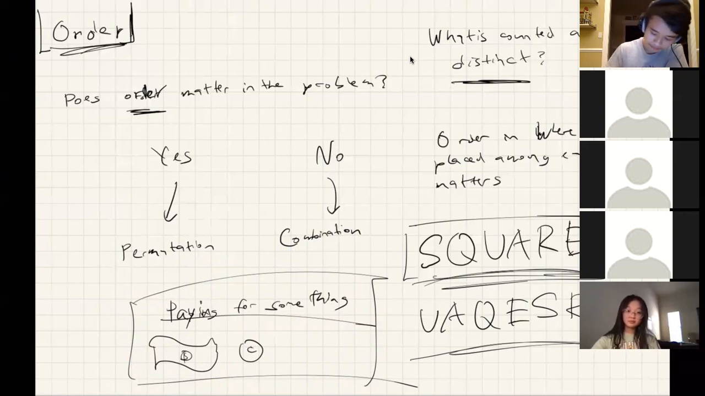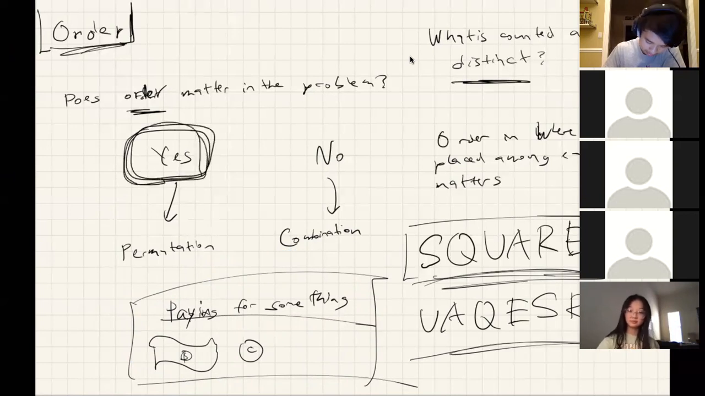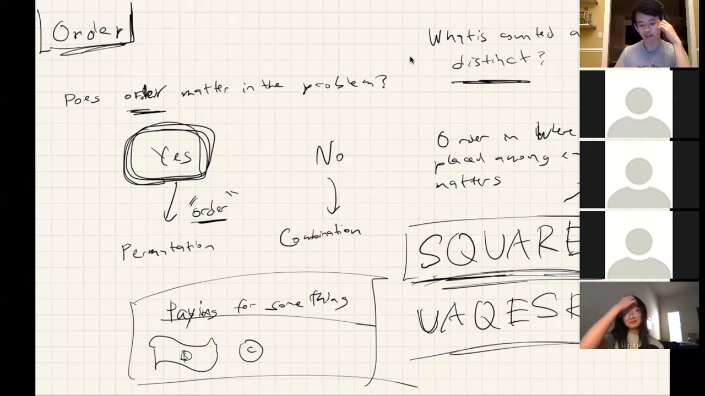So if you do things in order, and the order matters, then we call this a permutation. For example, a permutation of the letters SQUARE could be something like UAQESR. These are different permutations of the same set of 6 letters. So order matters.